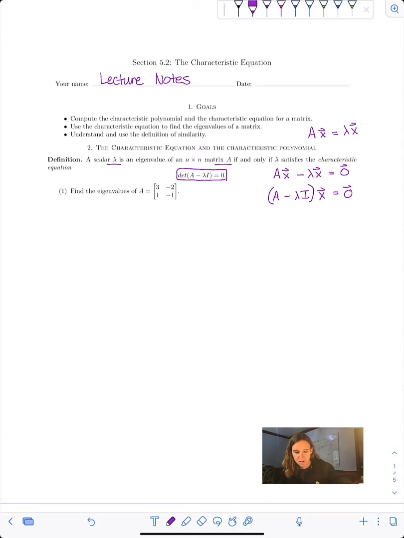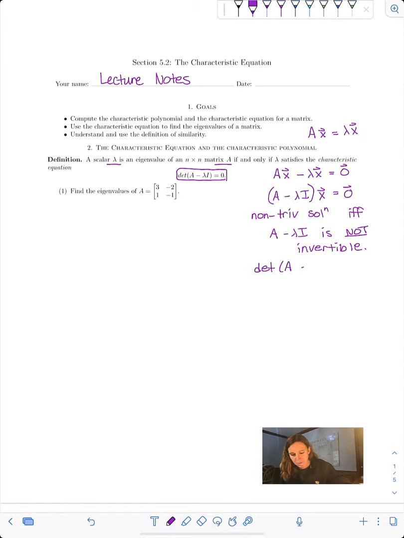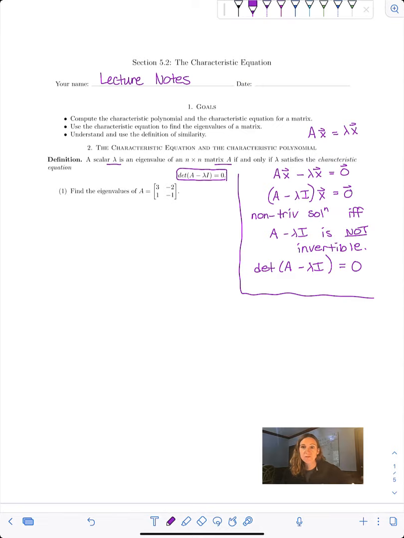Well, this has a non-trivial solution if, and really if and only if, the matrix A minus lambda I is not invertible. If it is invertible, then we only have the trivial solution. So we want it to not be invertible. Well, if it's not invertible, then its determinant is 0. So we want our determinant of A minus lambda I to be 0. We can actually use this to find eigenvalues.